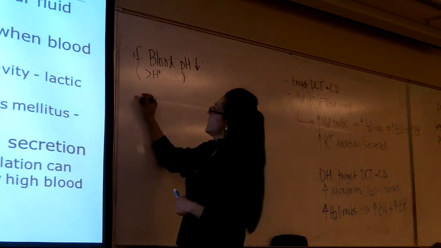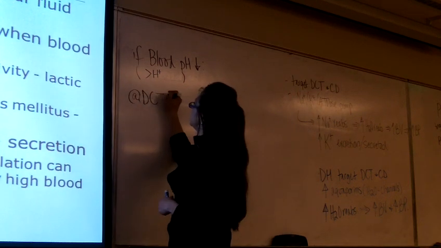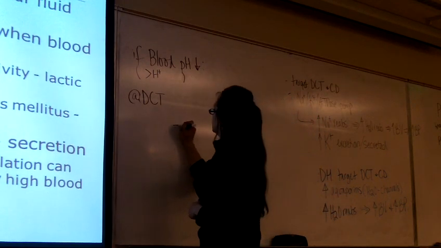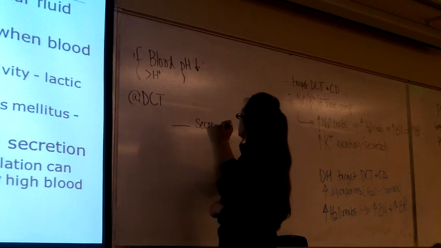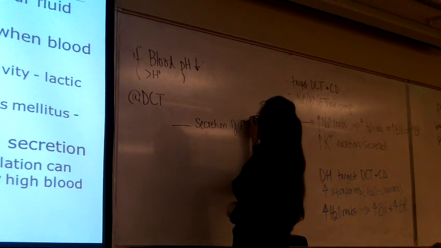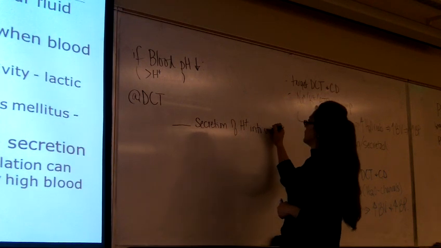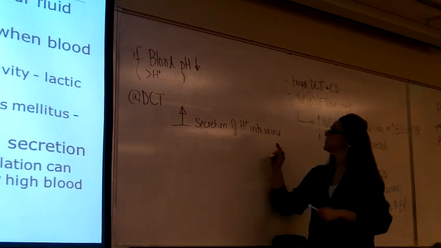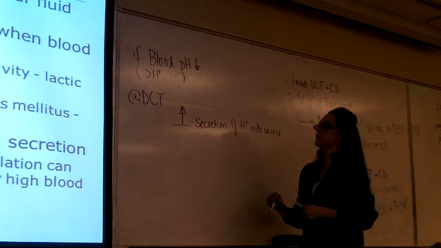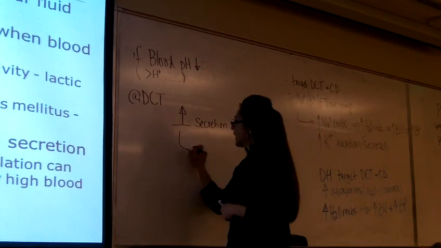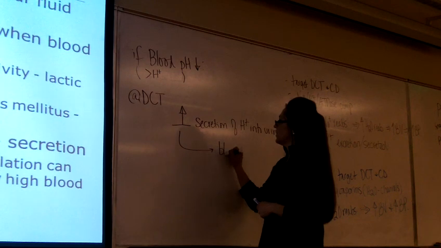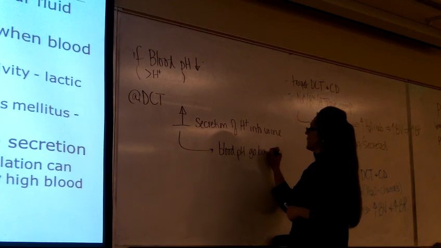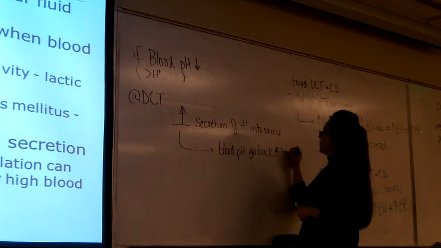If that's the case, then at the DCT, if blood pH is becoming too low, are you going to increase or decrease secretion of hydrogen ions into the urine? You're going to increase secretion of hydrogen ions into the filtrate, which eventually will be in the urine. Okay? And then that will cause your blood pH to go back up to homeostatic range.